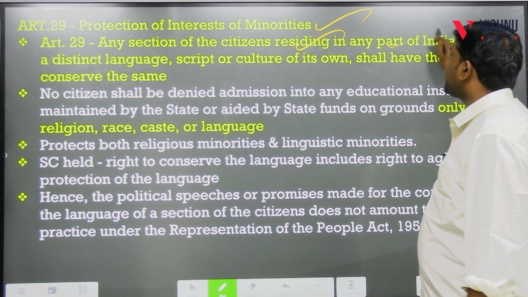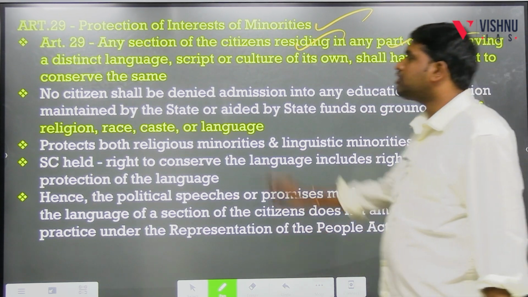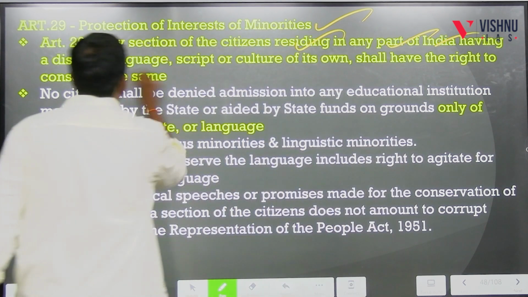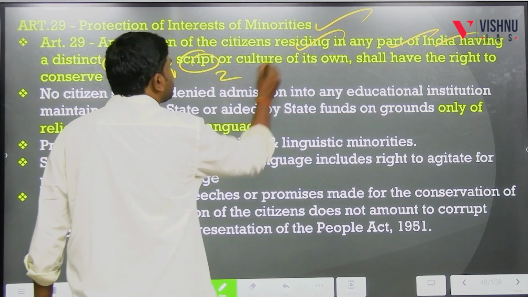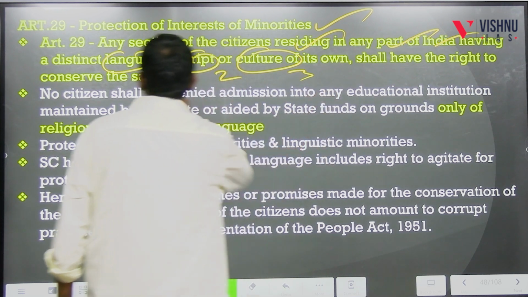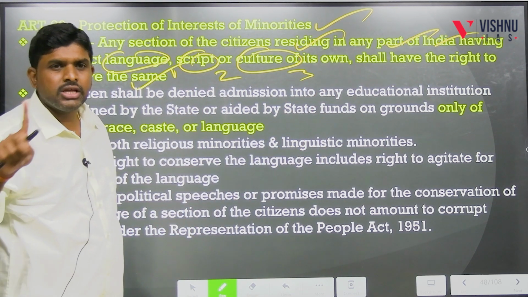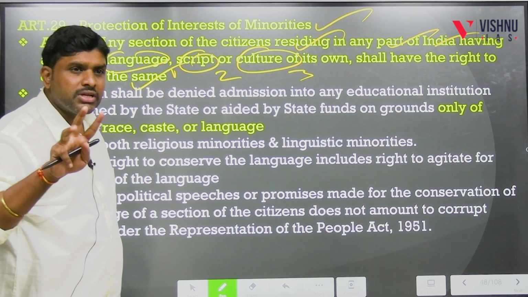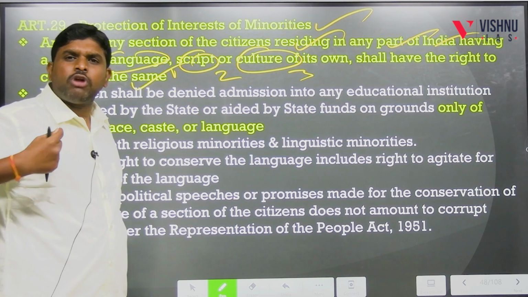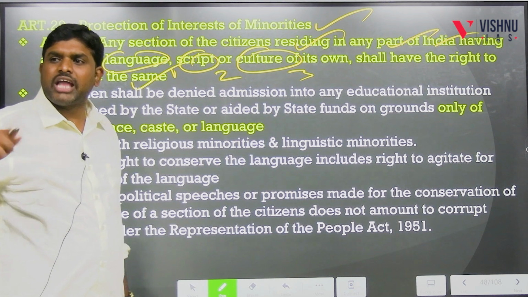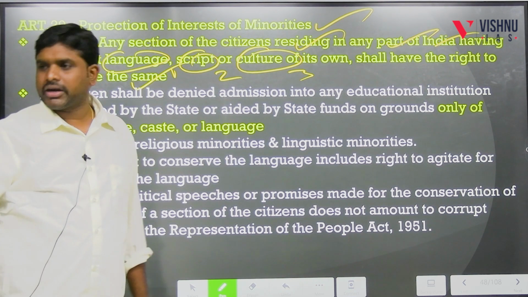Any section of citizens residing in any part of India having a distinct language, remember this, distinct language, distinct script, distinct culture of its own shall have the right to conserve the same. So Article 29, how many contexts? 3 contexts. One is language, second is script, third is culture. So every individual can protect his language, his script, his culture under Article 29 of the Constitution.